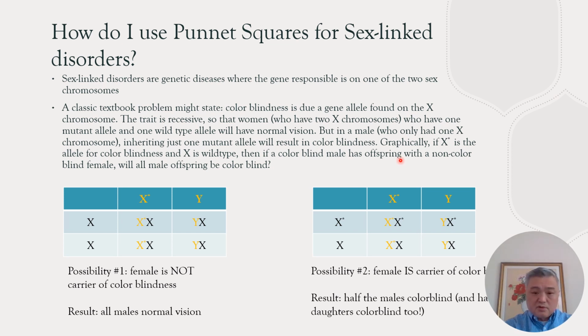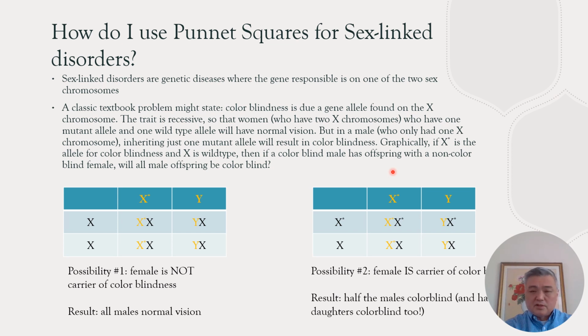It is recessive, so that if women have only one copy of the mutant allele, they'll actually have normal vision, since women have two X chromosomes. However, a male, which only has one X chromosome, the other being a Y, if he inherits just one mutant allele, will have color blindness, even though the trait is technically recessive.